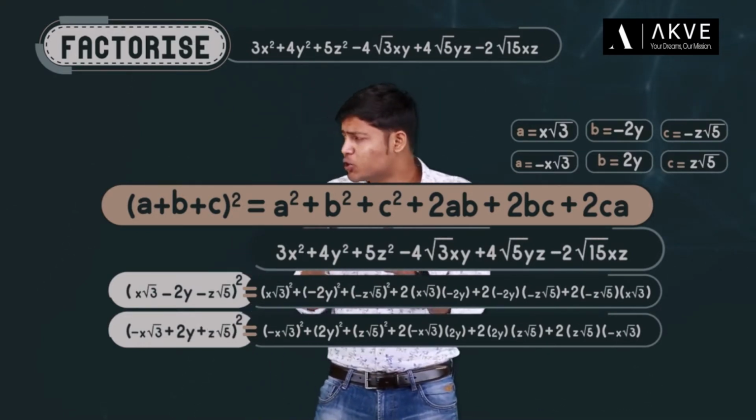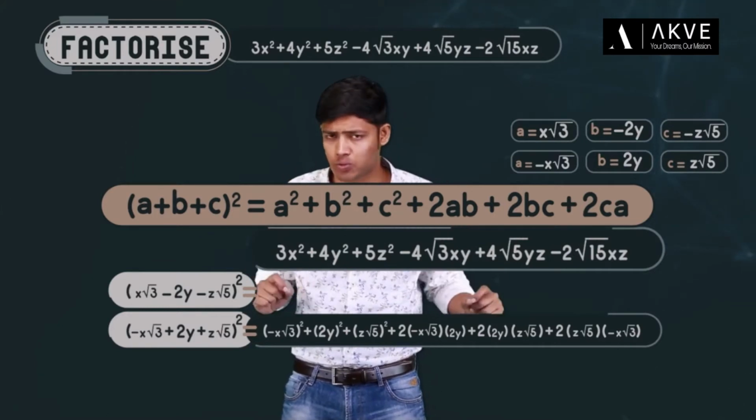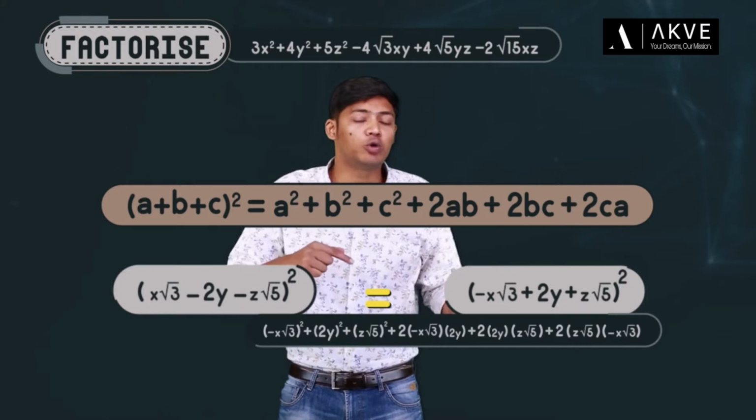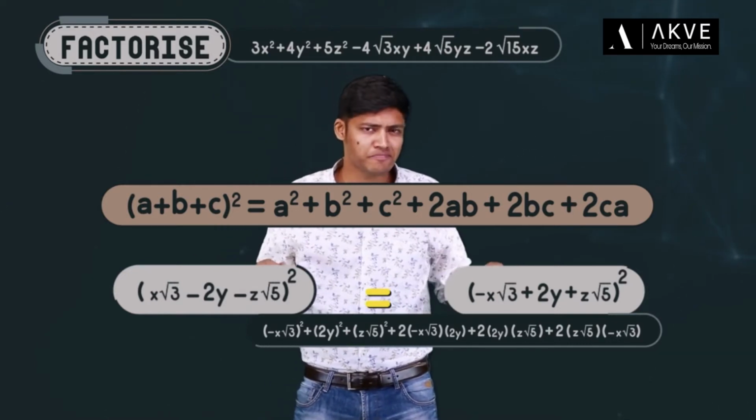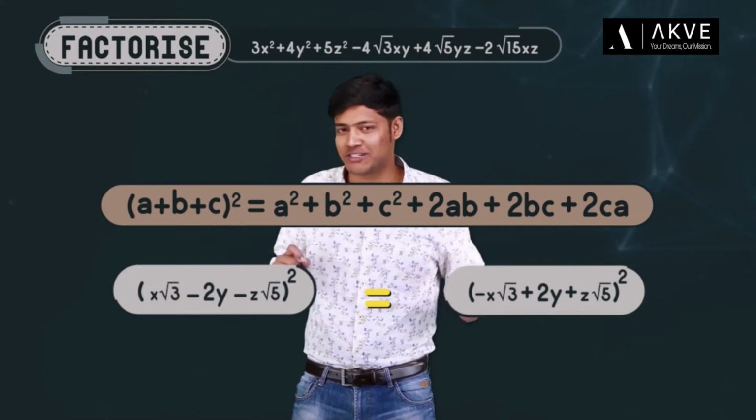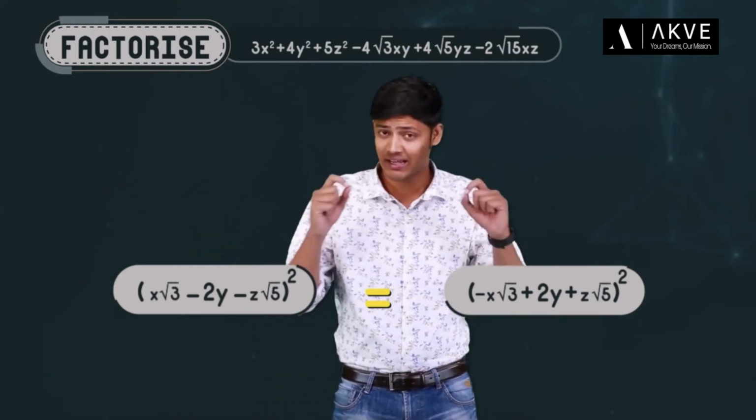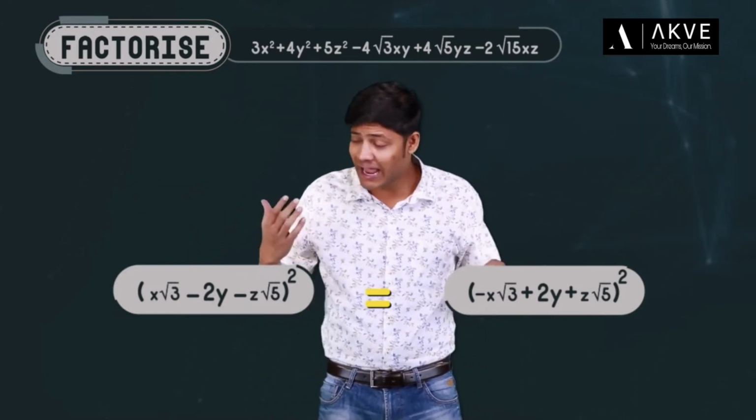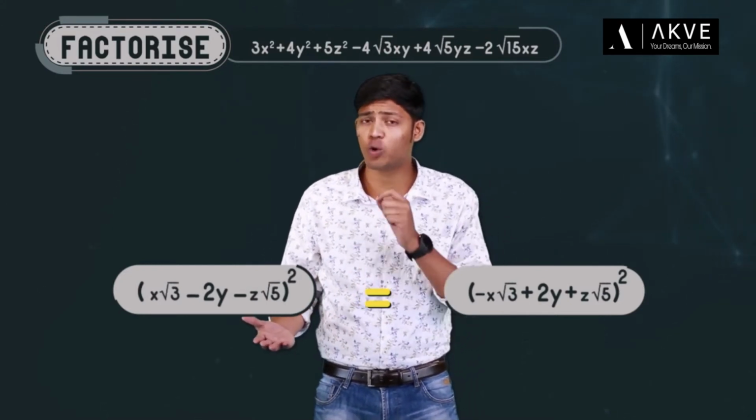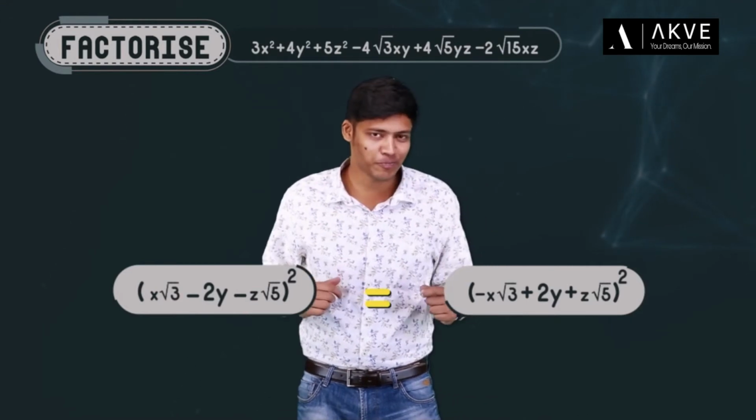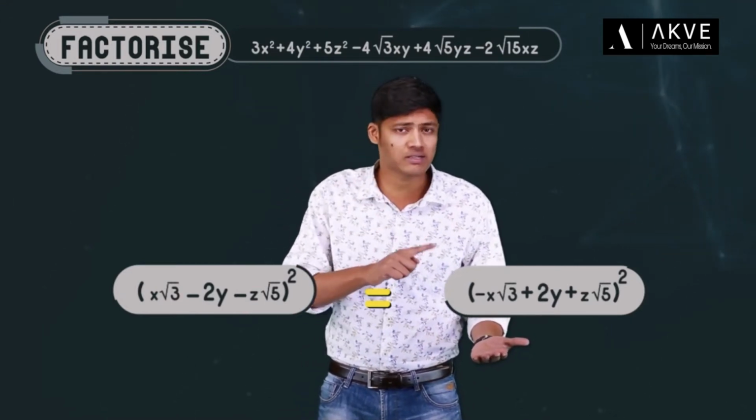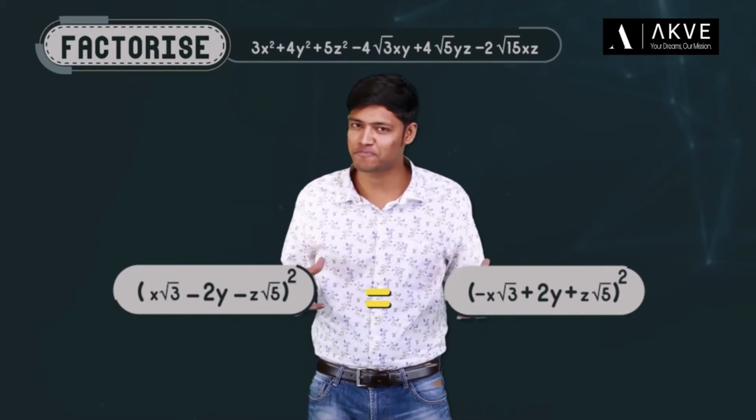Friends, here you must be having a serious doubt. How can a single expression be equal to two expressions? It can be equal if and only if those two expressions are equal as well. Here, the expression x root 3 minus 2y minus z root 5 whole squared is equal to minus x root 3 plus 2y plus z root 5 whole square.